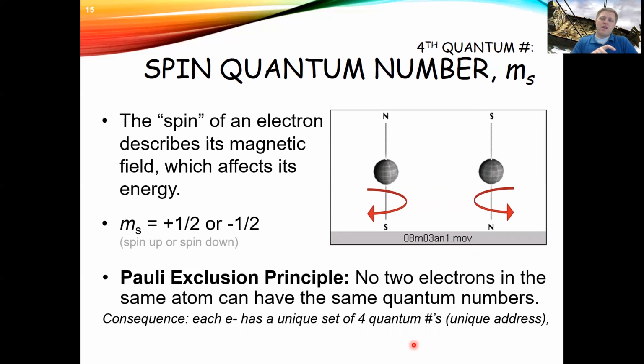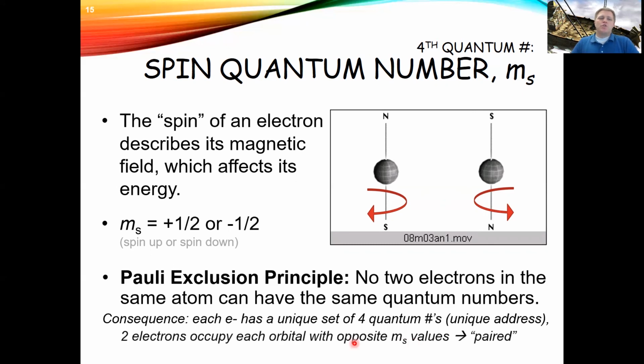So the N is the city number, the L is the street name, the M sub L is the house number, and then the M sub S is the actual occupant, or the person the letter is addressed to, right? So 2 electrons occupy each orbital with opposite M sub S values. When this happens, we describe these as paired electrons. So you get 2 paired electrons in a single orbital that are interacting with each other in a magnetic way.